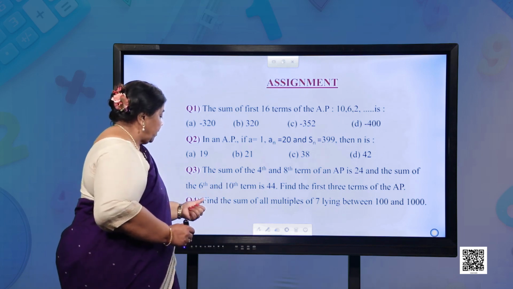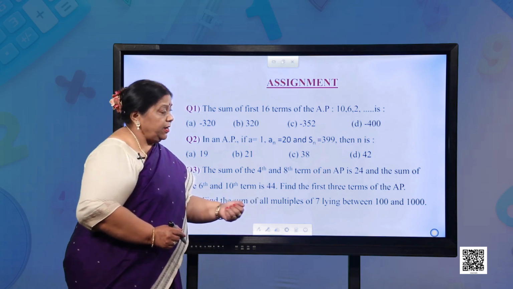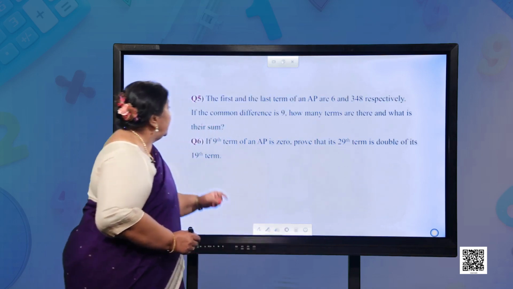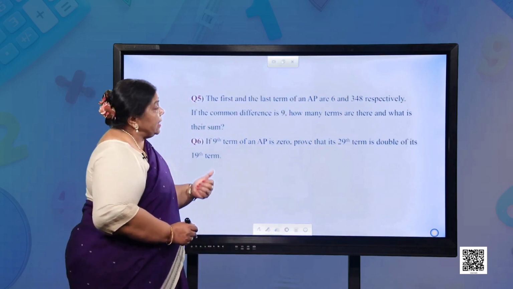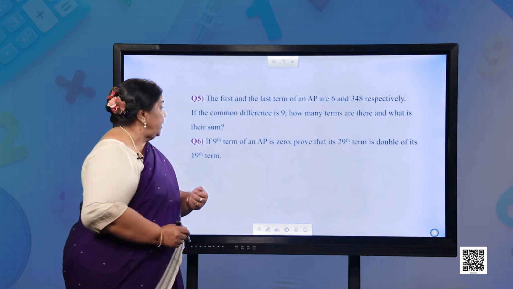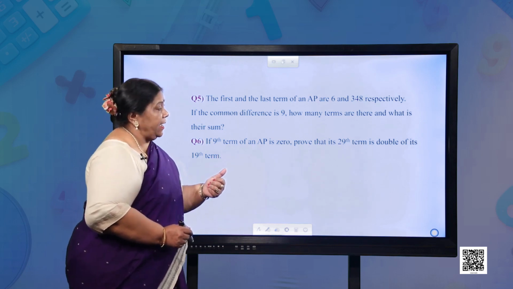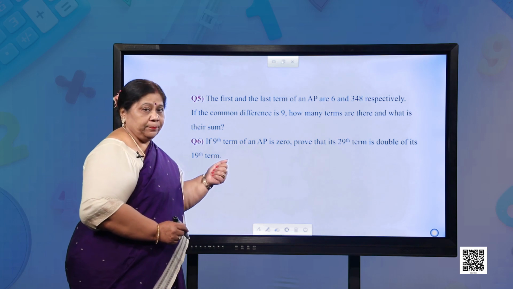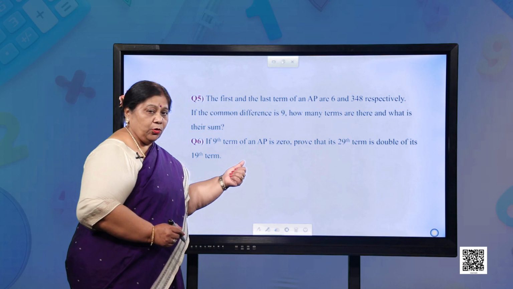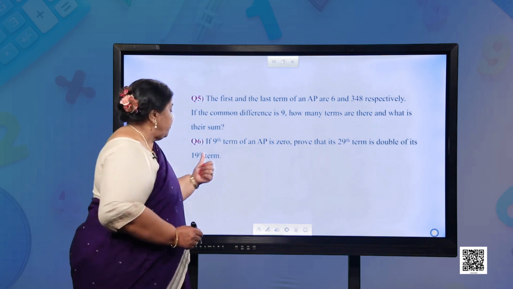Question number 4. Find the sum of all multiples of 7 lying between 100 and 1000. Next question. The first and the last term of an AP are 6 and 348 respectively. If the common difference is 9, how many terms are there and what is their sum? Question number 6. If the 9th term of an AP is 0, prove that its 29th term is double of its 19th term.